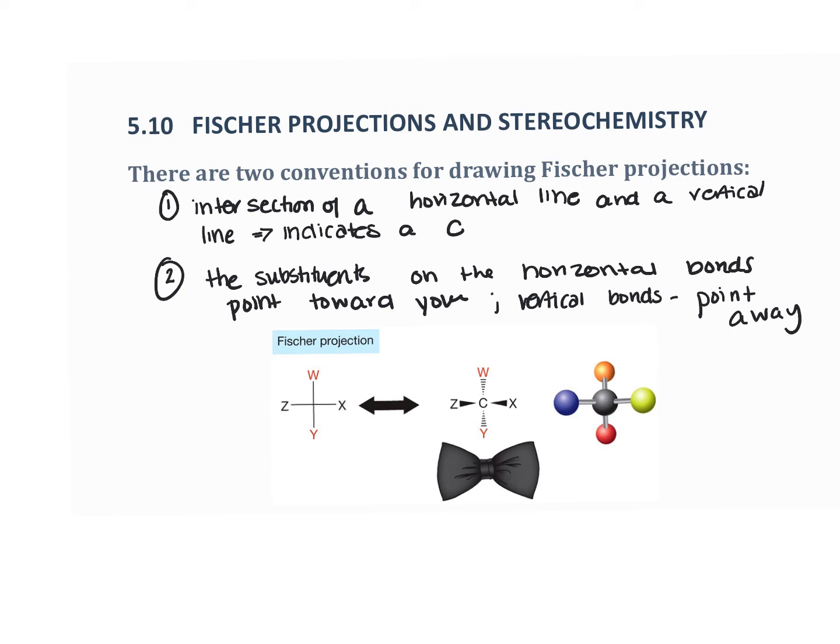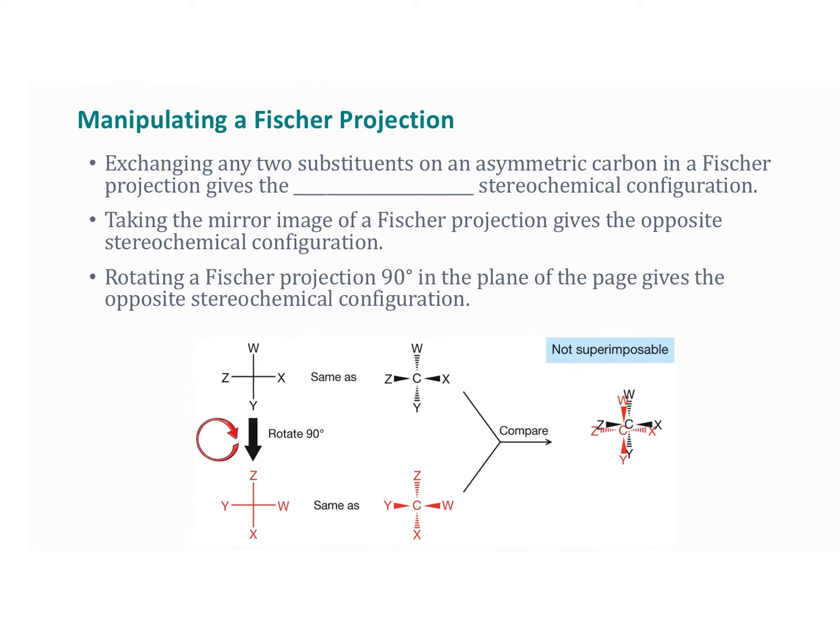So what we're going to see here, and basically the analogy that we use, is it's reminiscent of a bow tie. So you've got these Z and X here on this horizontal line. That's going to point towards you like a bow tie would. So those are coming towards you, right? So this is Z and that is X. And then you can see here the W and the Y are pointing back. And so that's the convention that we see from these Fischer projections. And those are used tremendously in biochemistry.